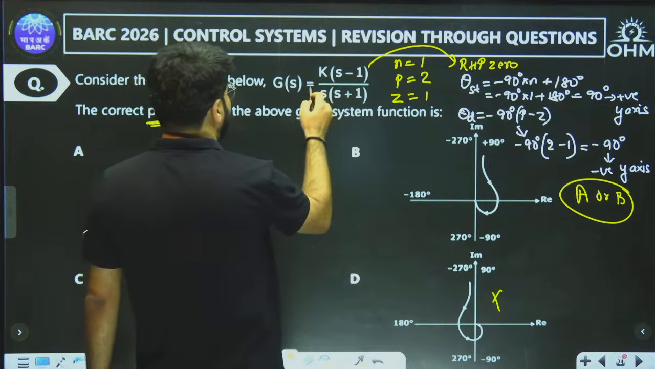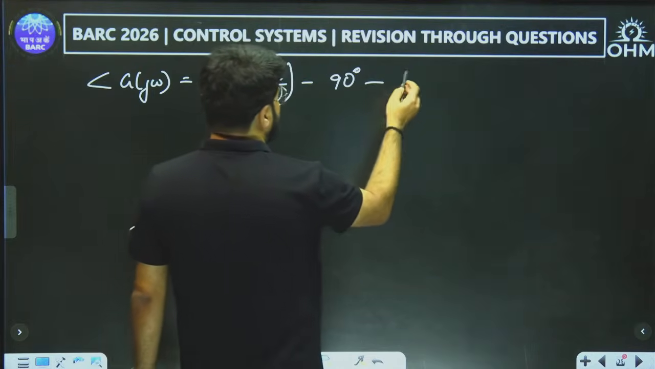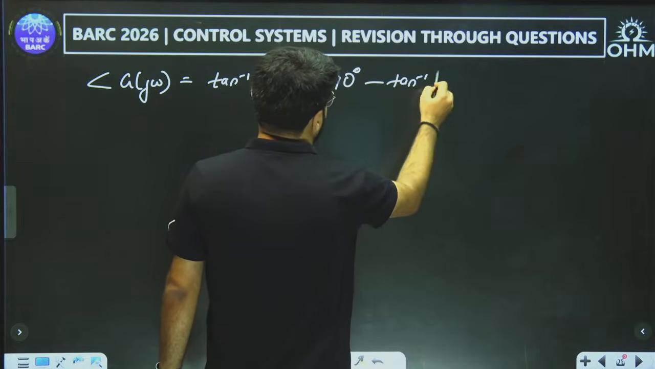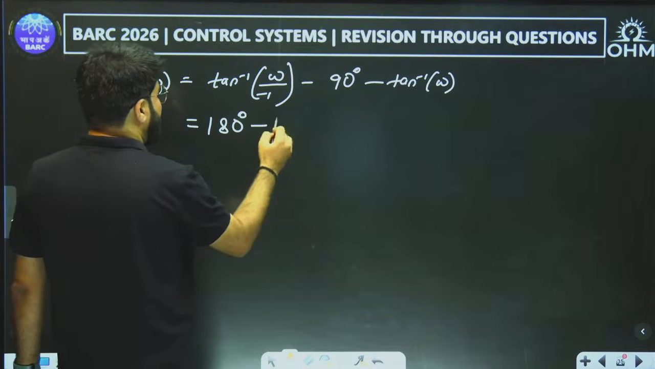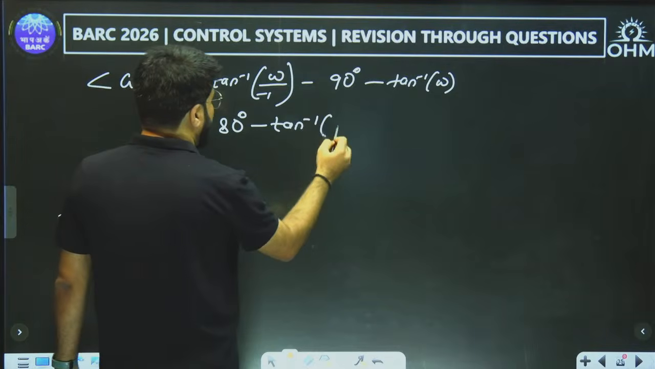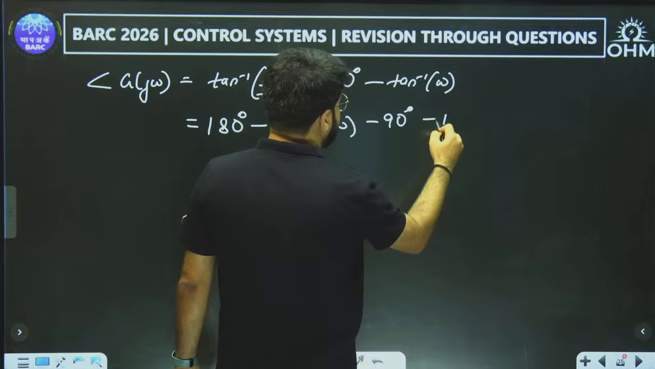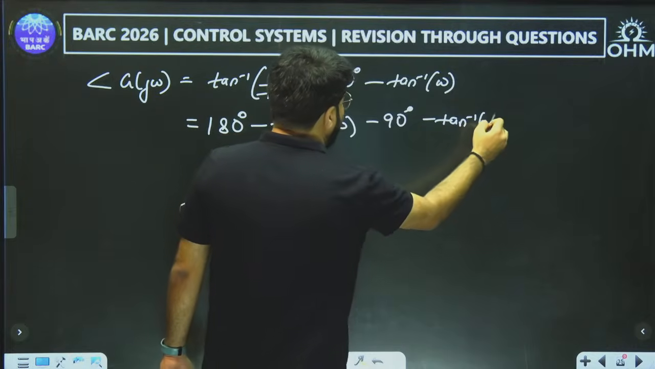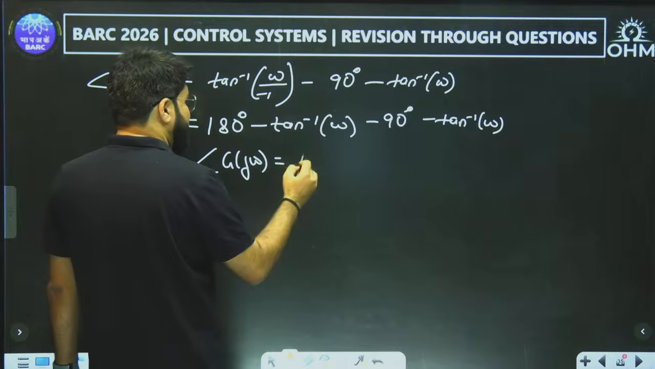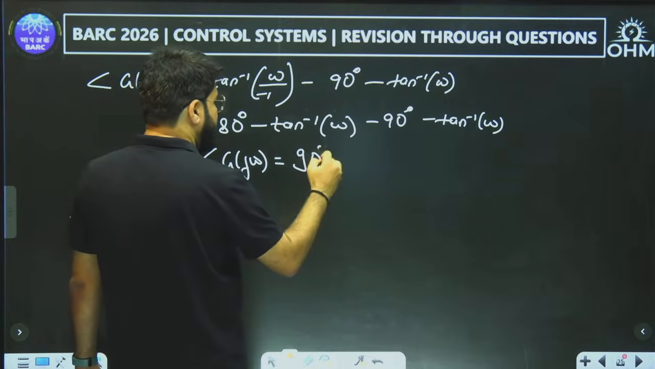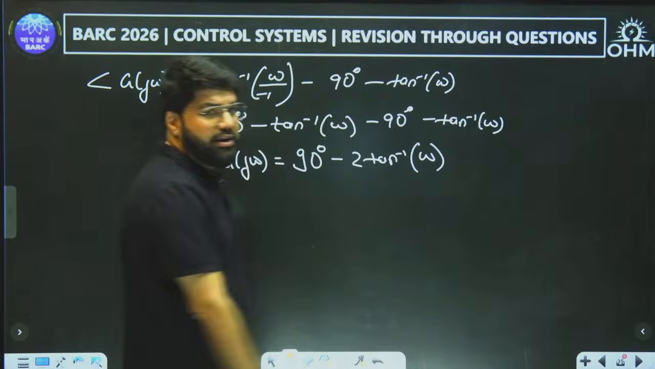This is pure imaginary, j omega, 90 degree. Then minus of j omega plus 1, so that is tan inverse omega. Tan inverse of y upon minus x is 180 degree minus tan inverse of y by x, so 180 degree minus tan inverse omega. Then further minus 90 minus tan inverse omega. Whatever starting and diving angle I have written, now this becomes 90 minus 2 tan inverse omega.